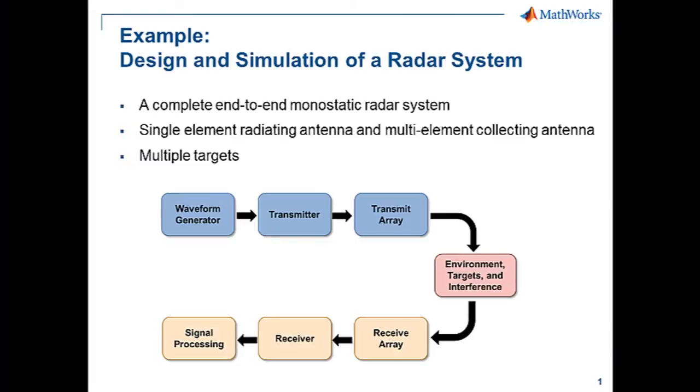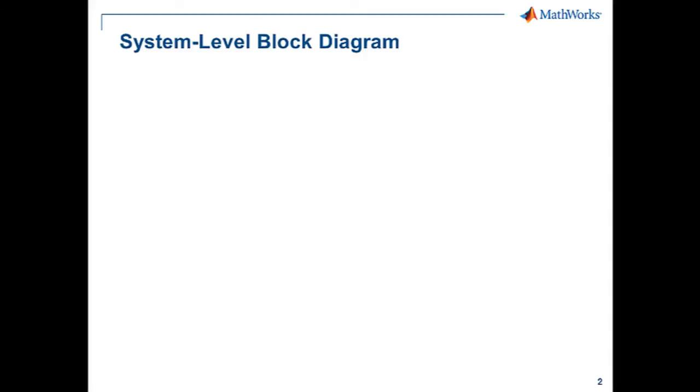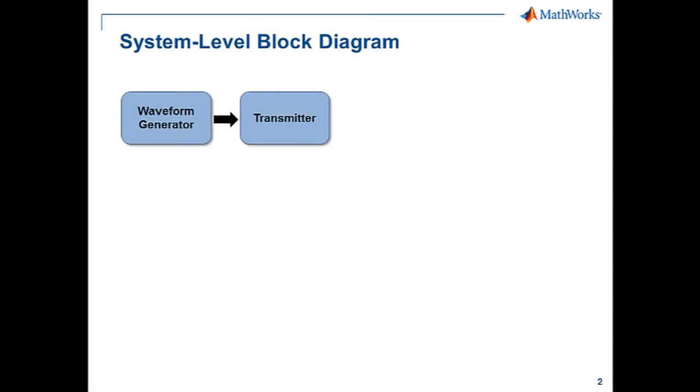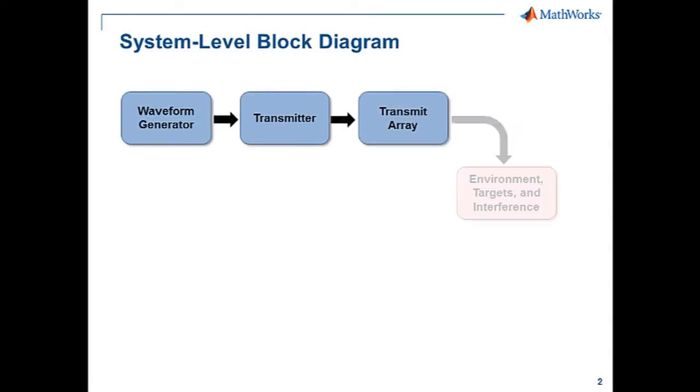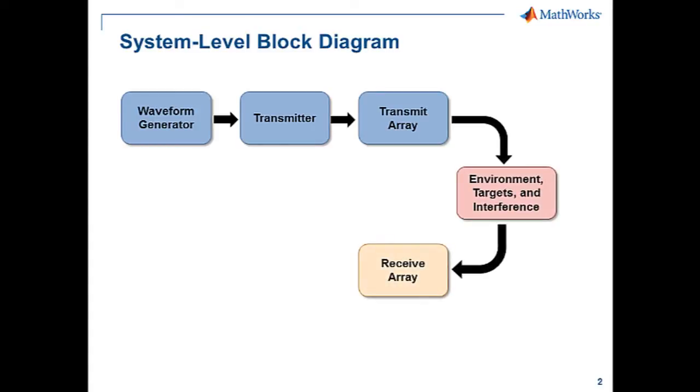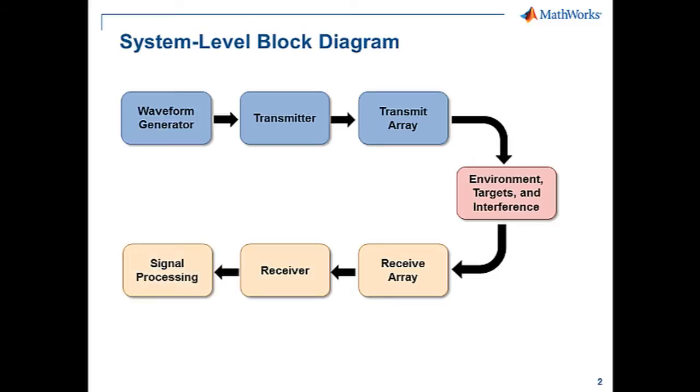At a high level, a radar system model is comprised of the following components: a waveform generator, a transmitter, transmit and receive arrays, an environment including propagation, target and interference models, a receiver front end, and array signal processing algorithms such as beamformers and direction of arrival estimators. Using this block diagram as a reference, we'll look at the complete MATLAB code for this model. We'll show you how to easily model each component of the radar system and then how to simulate the system.